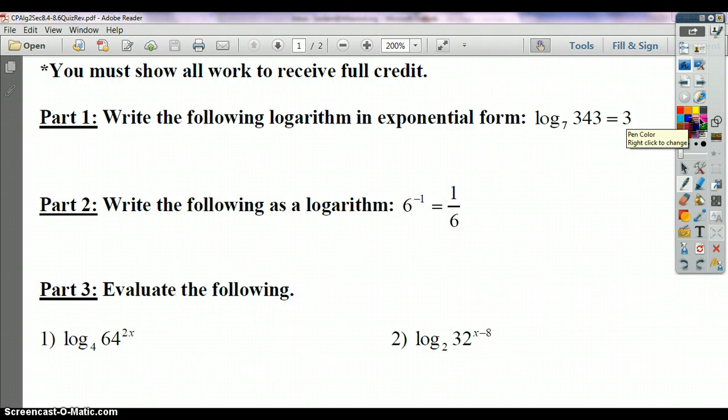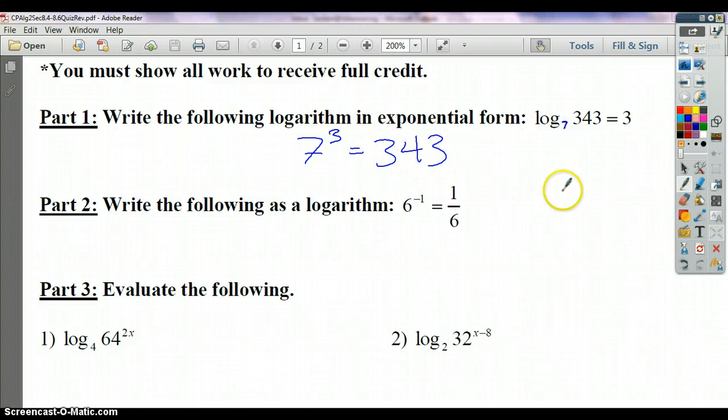Alright, first, part one: just write the following logarithm in exponential form. You do not have to solve this, you just have to rewrite it as 7 to the third equals 343. Remember, this is your base. That is referred to as the base here.